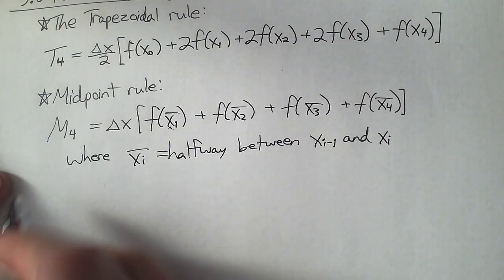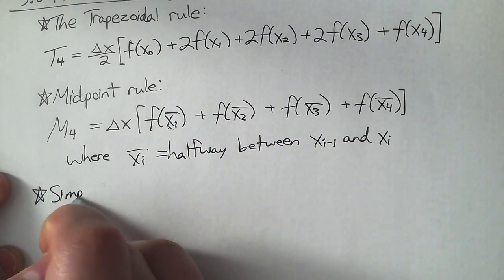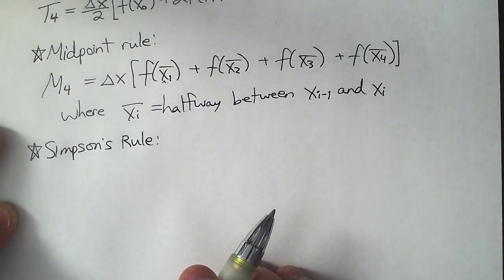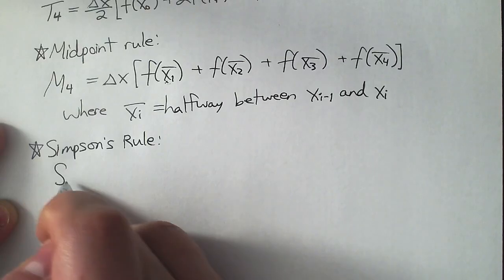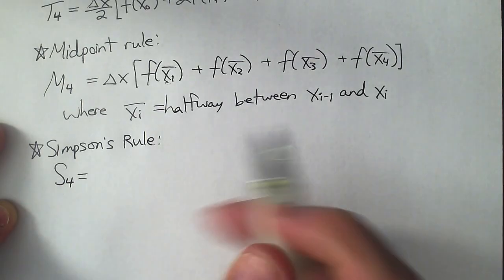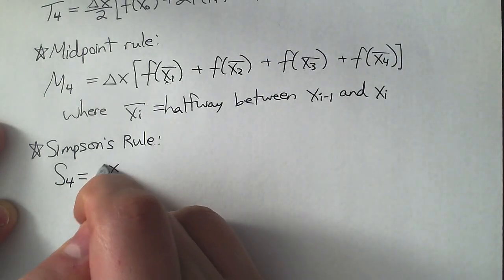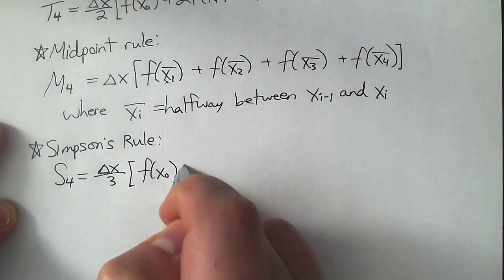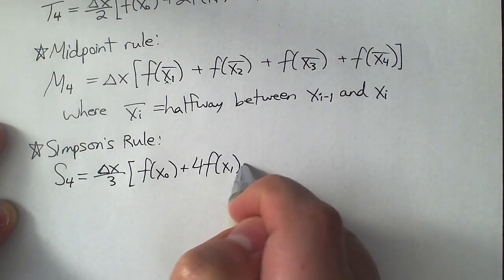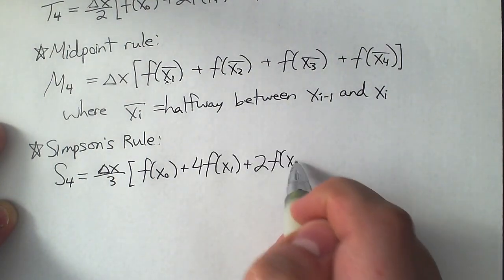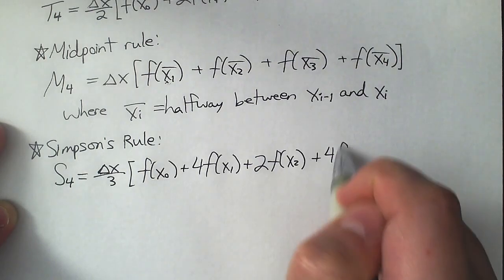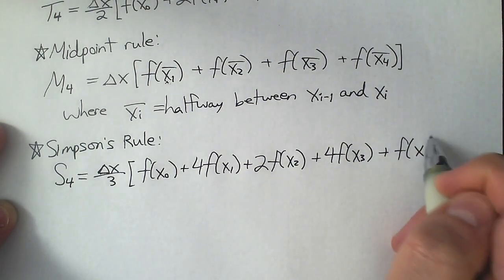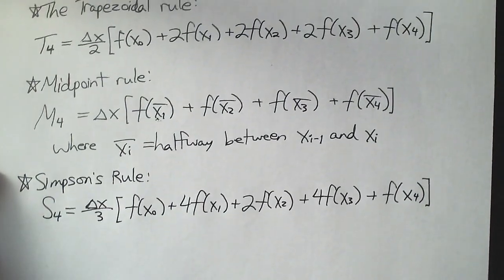The other rule that I'm interested in is Simpson's rule. Delta x over 3. This one is a little bit longer, but it usually would get you the best results. So these are the 3 that I'm interested in that I could potentially ask about.